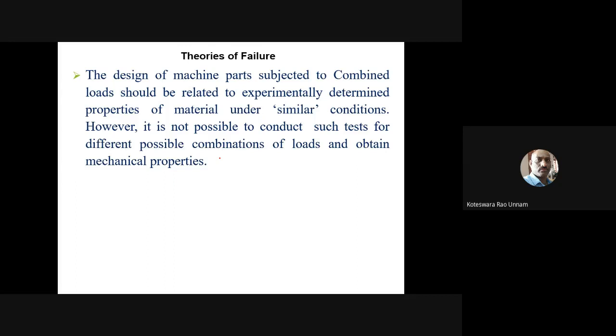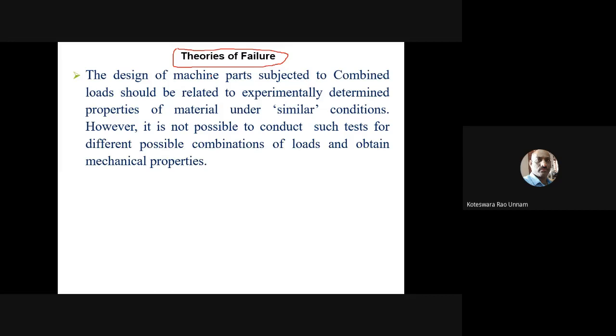Therefore, we need to see some mechanism which can relate the state of stress in a complex loading to the properties which are available through the simple tension test. Then we can design the components. The relation between these two is given by the theories of elastic failure. These theories of failure will relate the stresses because of this combination of loads to the properties which are evaluated based on the simple tension test.